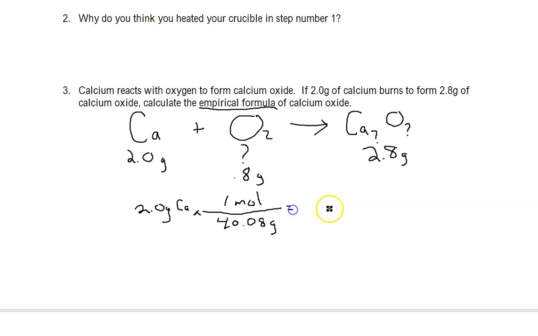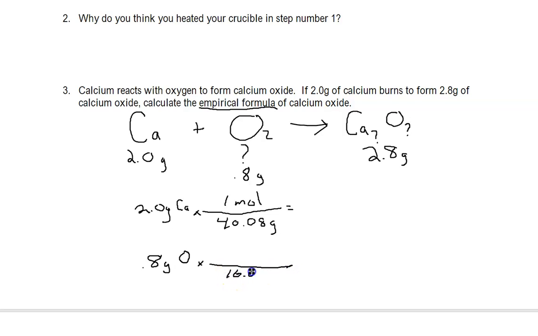And that's going to give you some value, right? And we also have our 0.8 grams of oxygen. Now in the reaction, it's in the molecular form O2. We haven't really quite learned about this yet. So we know 0.8 grams of the element oxygen reacted with the calcium. So let's convert that into moles as well.